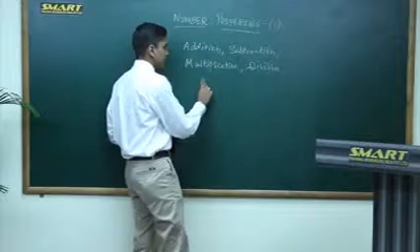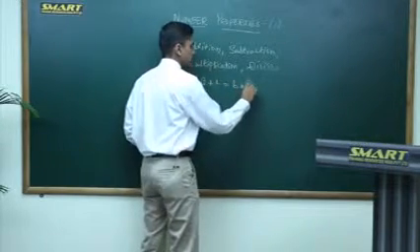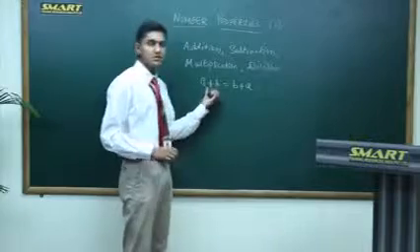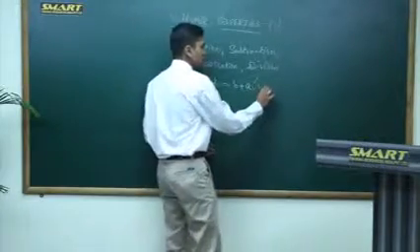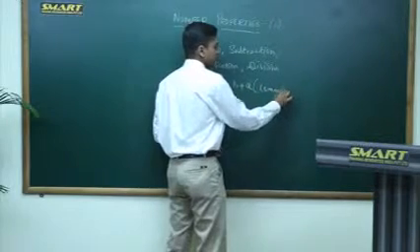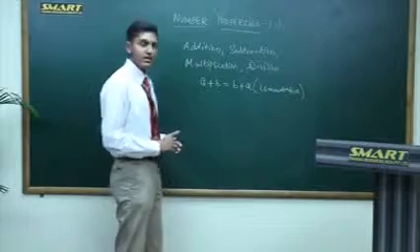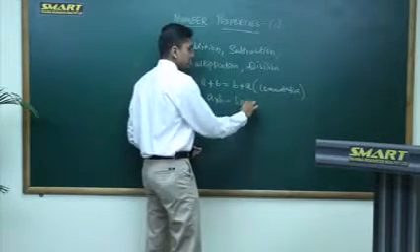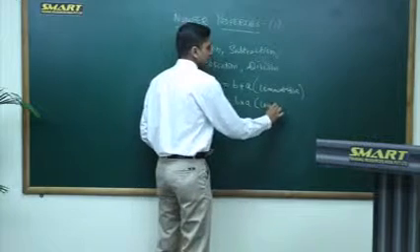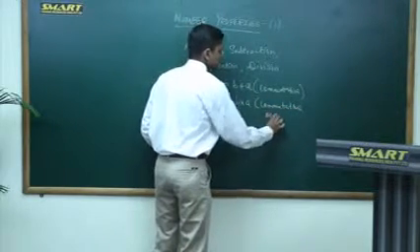The first law is a plus b is equal to b plus a. If I add two numbers a plus b, it will be equal to that of b plus a. This is called the commutative law of addition. And similarly, a into b will be equal to b into a, and again this is called the commutative law of multiplication.